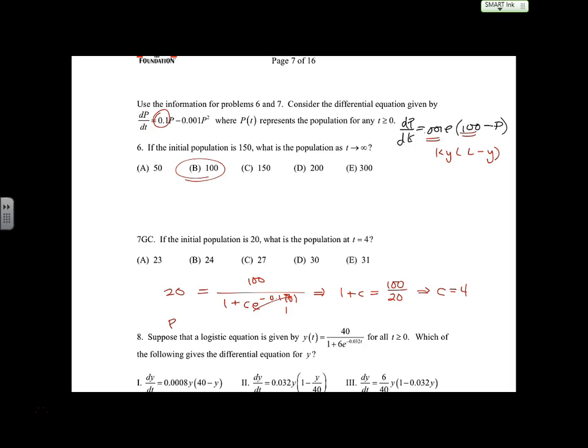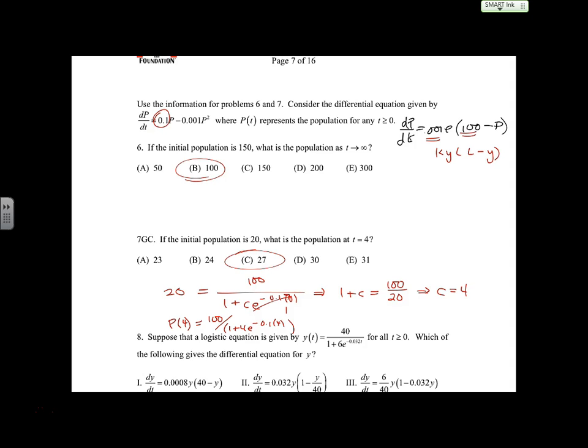Did you ever teach Gina how to switch rows on the calculator? No. 1 plus 4 e to the negative 0.1 times 4. There we go. Then you got, what's our C? Proper? Yeah. Does that make sense? If I was in science class, then no.